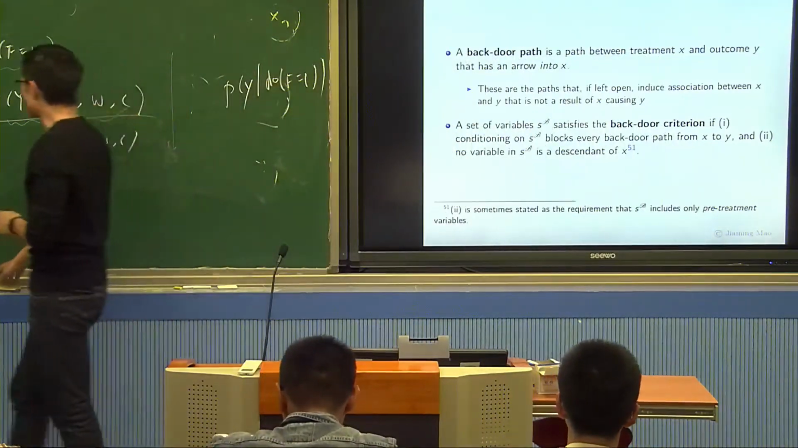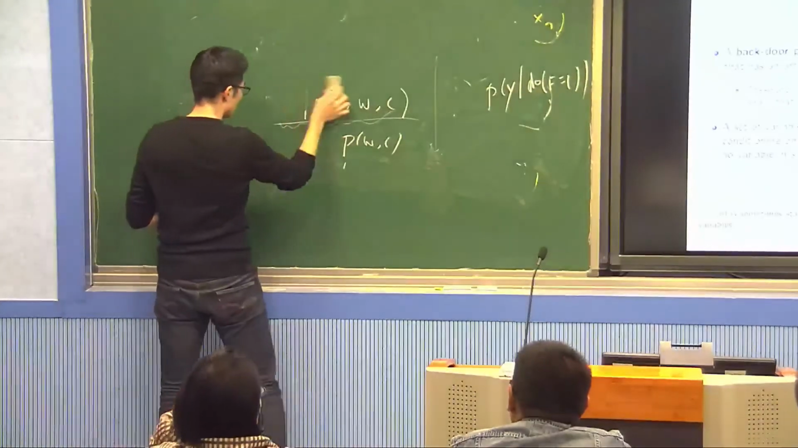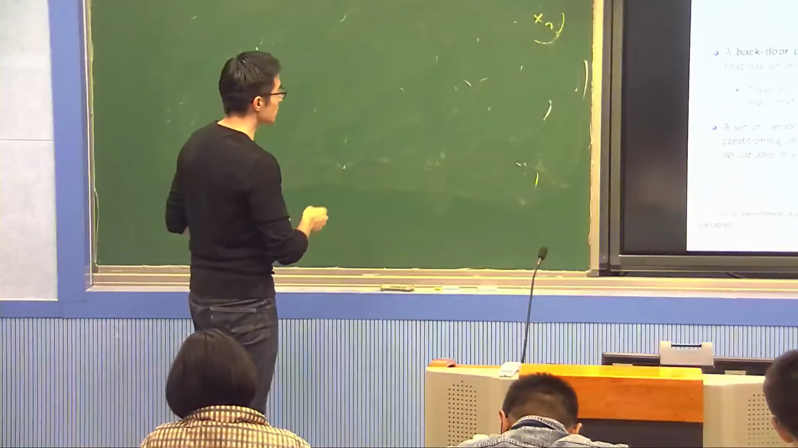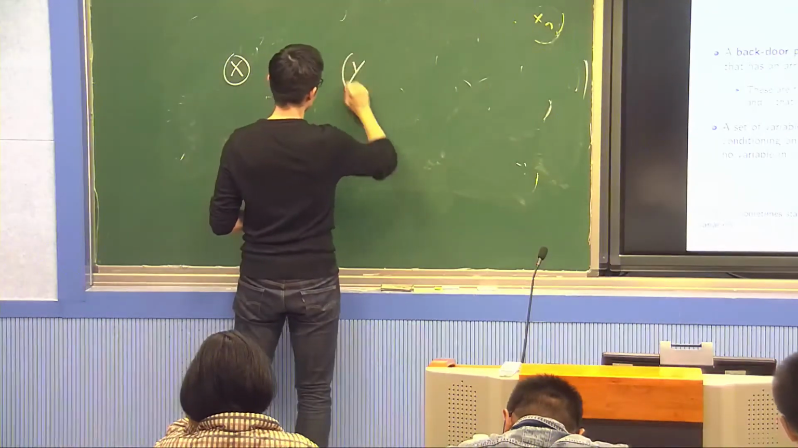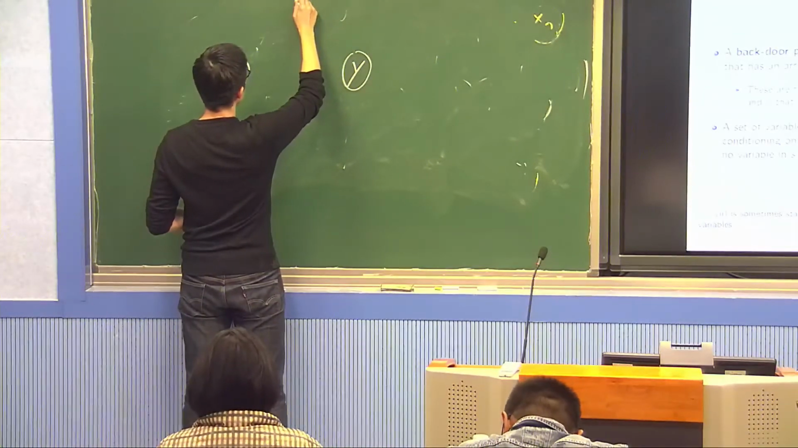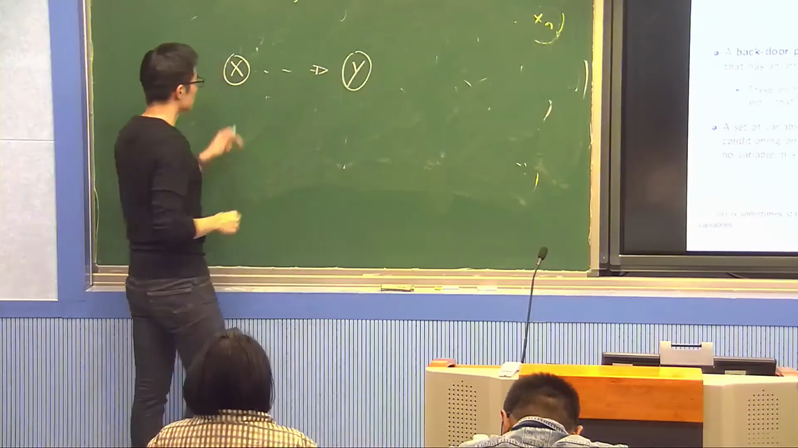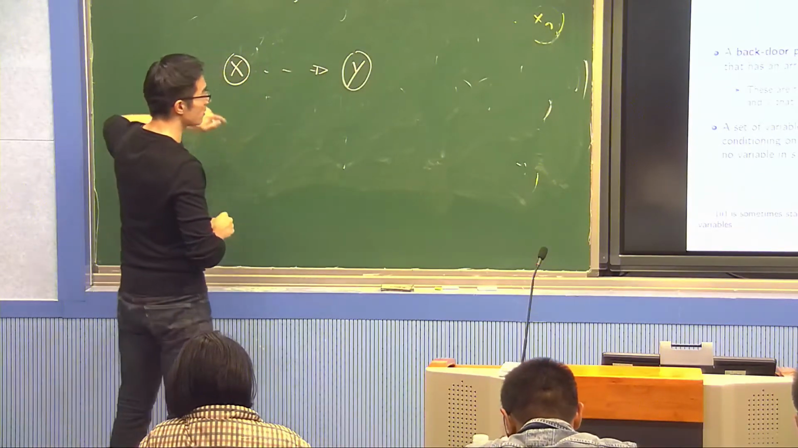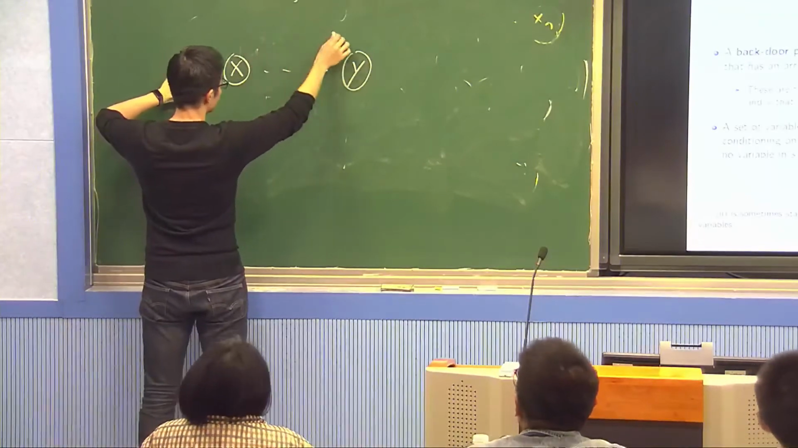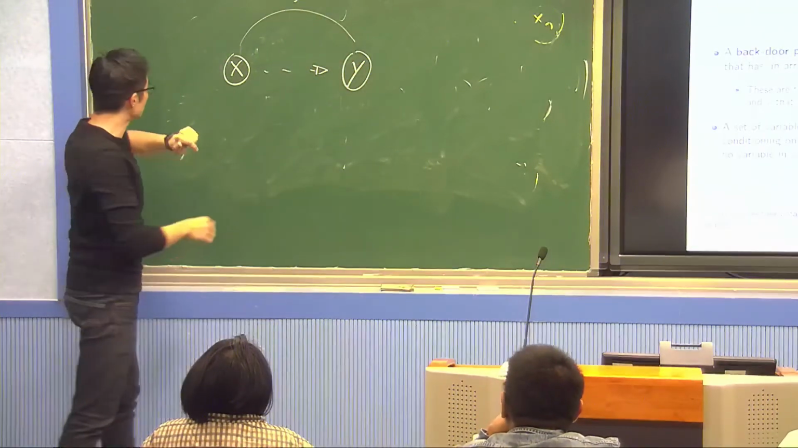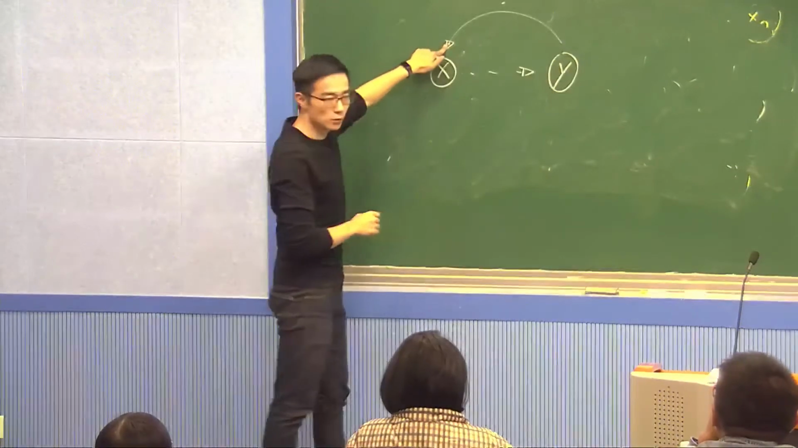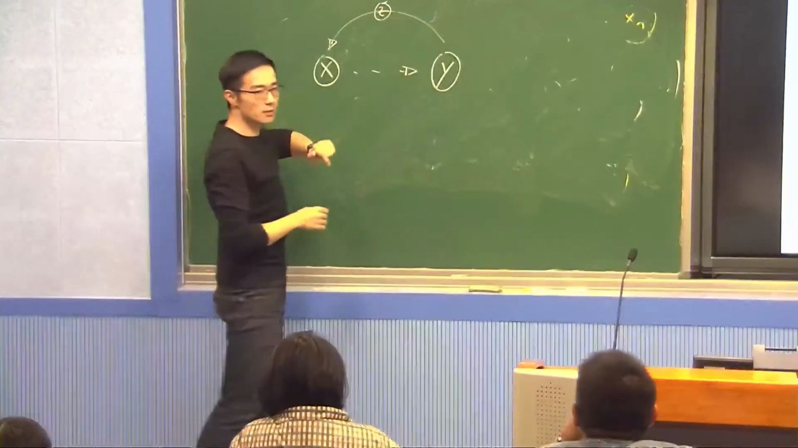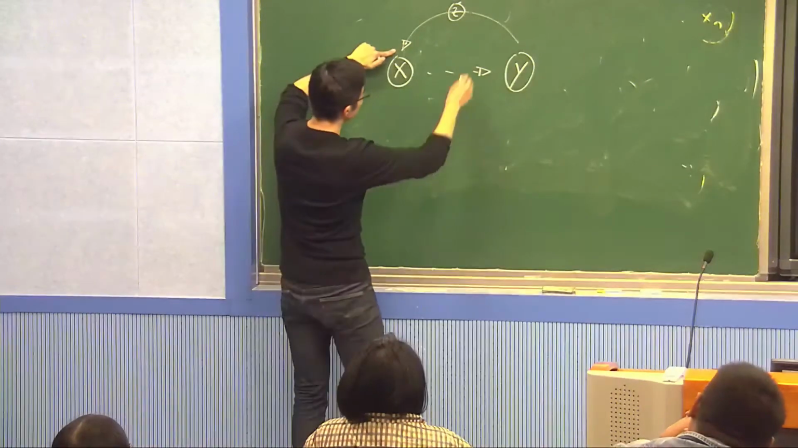The backdoor criterion is very cool, and we'll use it a huge amount in our analysis. So the backdoor criterion says, if you have an X and you have a Y, and let's say there is a potential causal effect from X to Y. Now this is not a backdoor path. What is a backdoor path? A backdoor path is any path between X and Y that has an arrow that goes into X. For example, suppose there's a Z, and the Z goes to X like this, and the Z goes to Y.